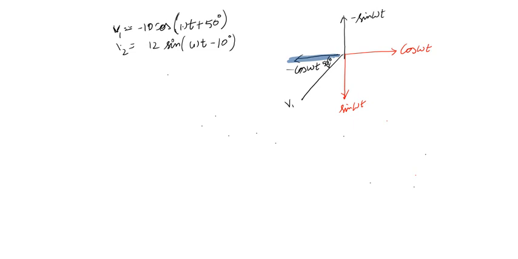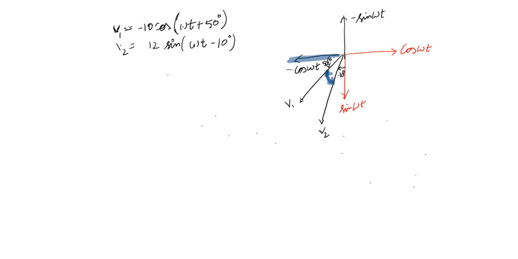Now, what about the second one, V2? From sine, we are going by the angle minus 10 degree. This is the sine axis. If you are going by minus 10, we have to move in the clockwise direction, this way. This is minus 10 degree. This is your V2. Now, what is the angle difference between V1 and V2? This is the angle difference.